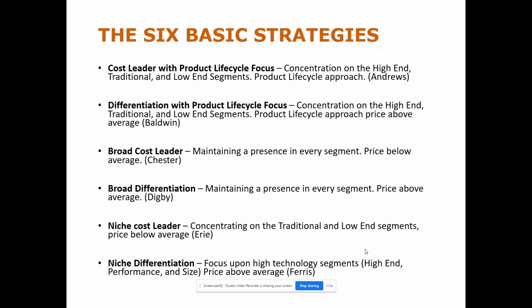The broad cost leaders maintaining a presence in every segment, price below average, that's Chester. Raw differentiation, maintaining a presence in every segment, price above average, that's Digby. Niche cost leader, concentrating on traditional and low end segments, is price below average, that's Erie. And the niche differentiation, this is focusing on high technology segments, high end performance and size, and prices above Ferris.